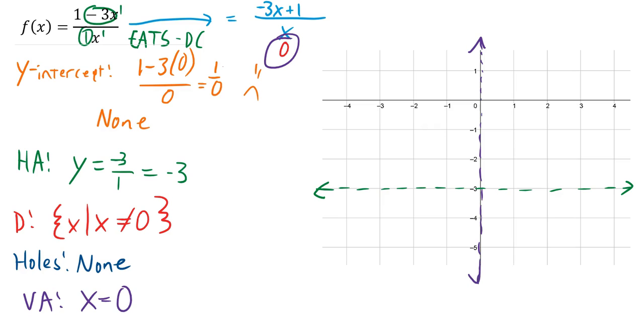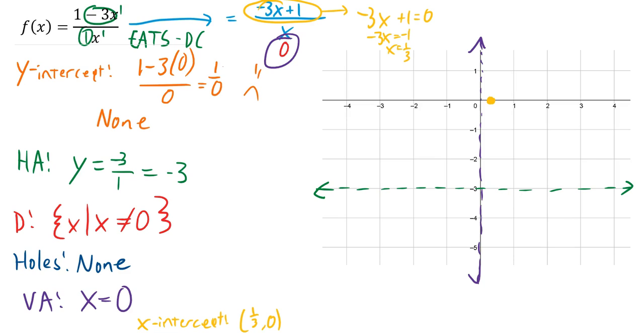Last up, I look at my x-intercepts. That's the zeros of the numerator. What makes -3x plus 1 equal to 0? That's going to happen when -3x is -1 or x is positive 1/3. My x-intercept is going to be 1/3, 0. 1/3, 0 is like here on the x-axis.